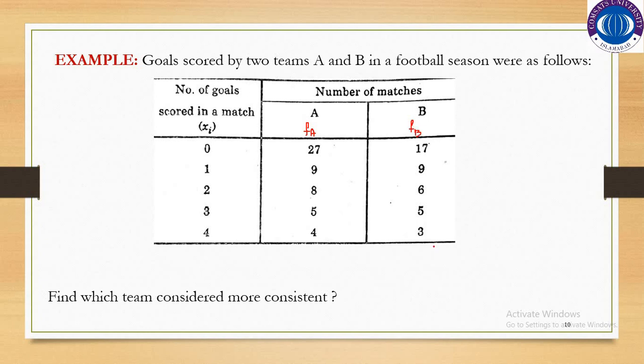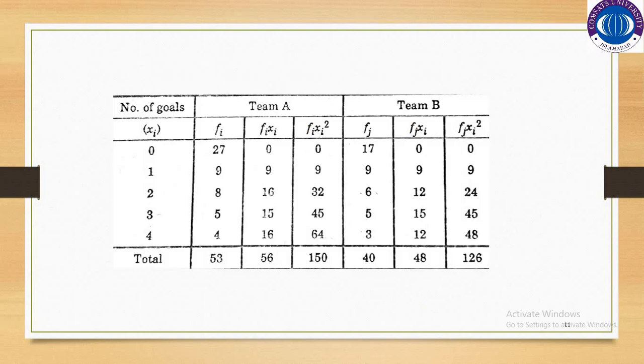What you have to find out is which team is more consistent. So if you are thinking in this way, which team is more consistent, you have to find out the variability in the performance of the team. Now, for the sake of variability, we should go for the measure of dispersion, and it is preferable to use the relative measure of dispersion, so we are going to use the coefficient of variation.